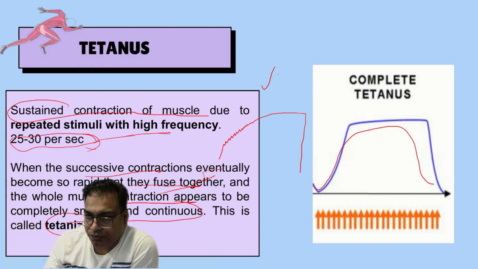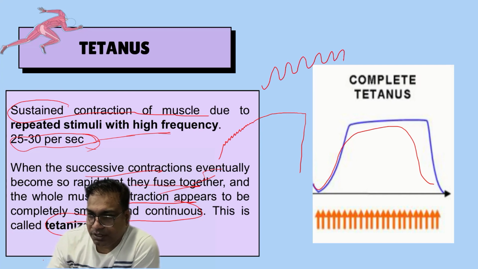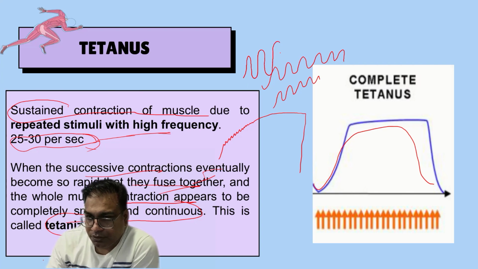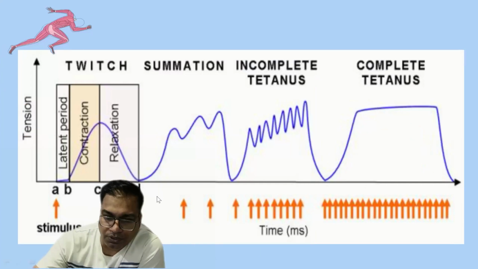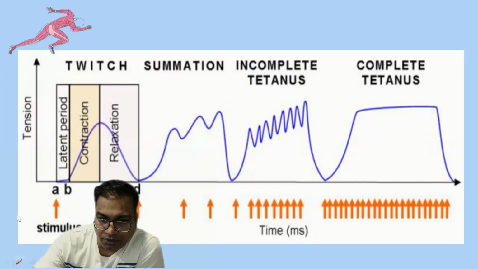In case of clonus, we achieve such a graph where the frequency was less than complete tetanus. In case of summation, the frequency is less than clonus. And in case of Treppe, the rate of contraction was around 5 to 6. In this graph, we can observe the differences between these properties easily.